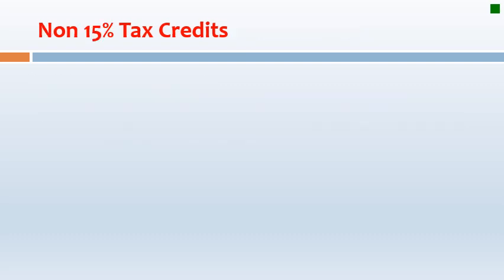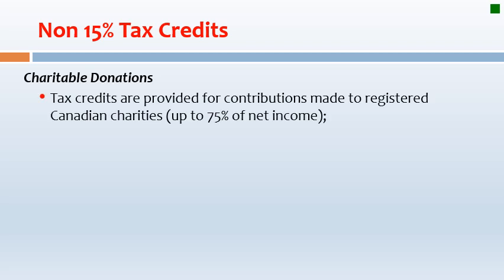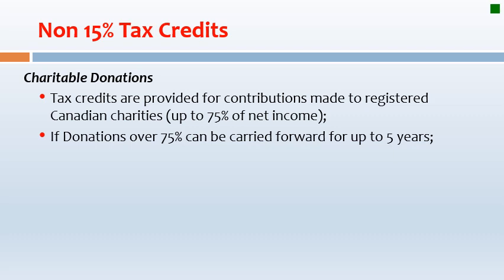What about some credits that don't use a 15% base for inclusion? Well, there's a couple of them that we really care about. One's the charitable donations credit, which is another popular credit. This is provided for contributions that are made to registered Canadian charities, and the amount of contribution eligible for the credit would be up to 75% of the taxpayer's net income. Any donations over 75% could potentially be carried forward for up to 5 years and then result in a credit in those subsequent years.